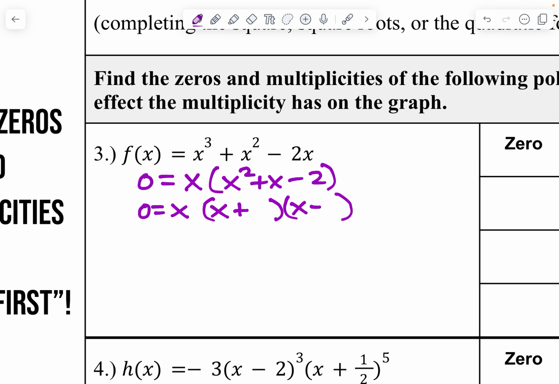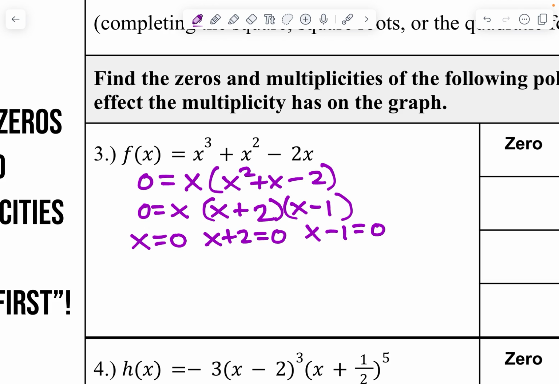And then 2 is prime. 2 and 1 are the only whole numbers that multiply to 2. I want to add to positive 1 here in the middle, so I wanted the bigger number positive. So if I check my factoring, x times x, x squared, negative 1x plus 2x gives us positive 1x, and then the negative 2. Once you have a completely factored polynomial, use the zero product property: set each one of those factors equal to 0 individually and solve.